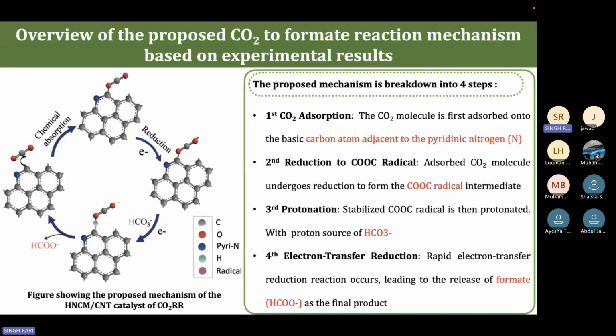And they also proposed a mechanistic pathway behind forming this formate, based on the experimental side, where they said that in the first stage the CO2 molecules are absorbed on the carbon atoms with the pyridinic nitrogen, and after being absorbed with this pyridinic nitrogen, they are reduced to carboxyl radicals in the intermediates. And once these carboxyl radicals are promoted to form the protons, it forms the bicarbonate, and rapidly when the electron transfer within the reaction occurs, they start releasing the formate as the final product. So this was the proposed mechanism from their results.